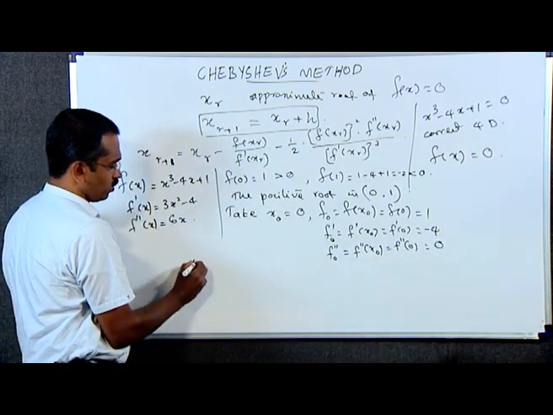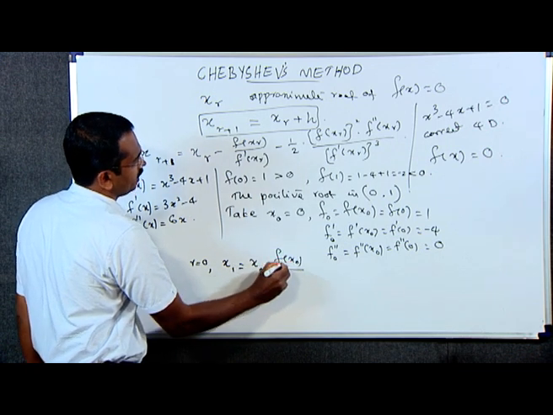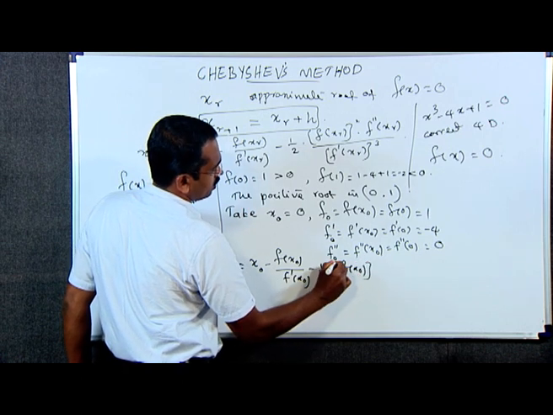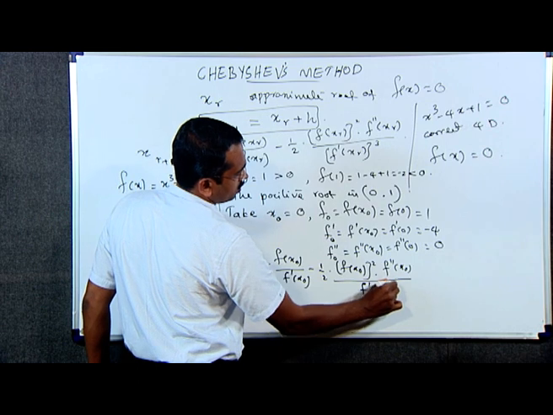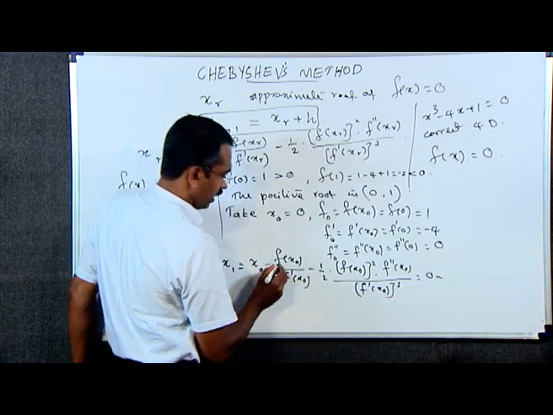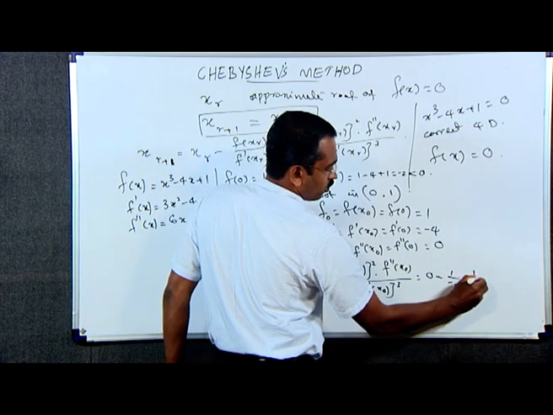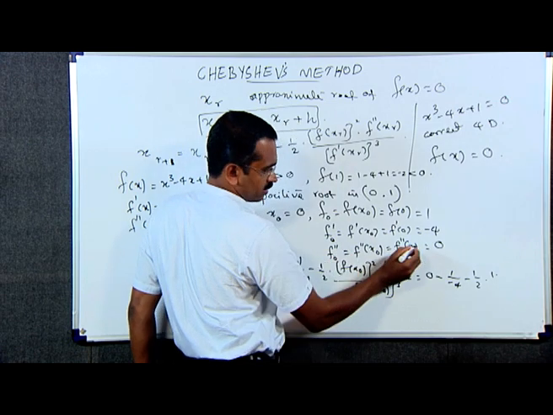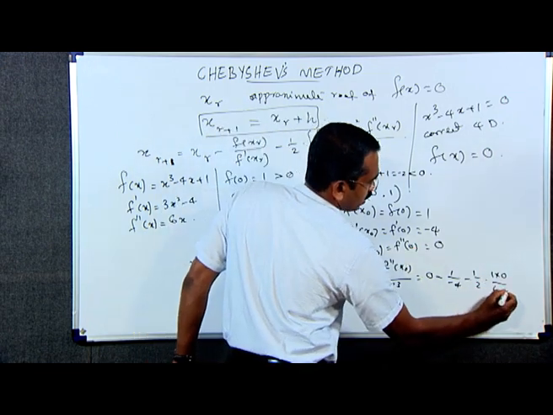Putting r is equal to 0, we will obtain x1 as x naught minus f(x naught) divided by f'(x naught) minus 1 by 2 into f(x naught) squared into f''(x naught) divided by f'(x naught) whole cube, that is equal to x naught, which is 0, minus f(x naught), that is 1, divided by f'(x naught), which is minus 4, minus 1 by 2 into f(x naught) squared, that is 1 squared means 1, into f''(x naught), which is 0, divided by f'(x naught) whole cube, that is minus 4 whole cube.